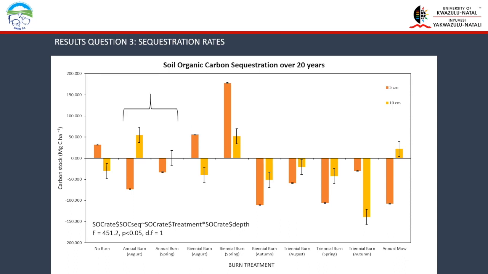Whilst the annual burns demonstrated a drop in carbon in the first 5 centimeters of soil, carbon gains were obvious but not significant in lower increments. The same was observed in annual mowing treatments. Biennial autumn burns and triennial burns demonstrated the greatest losses in soil carbon within all the increments over the 20 years.